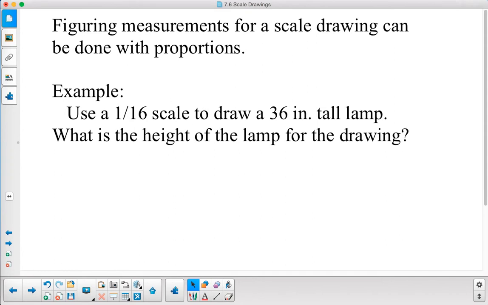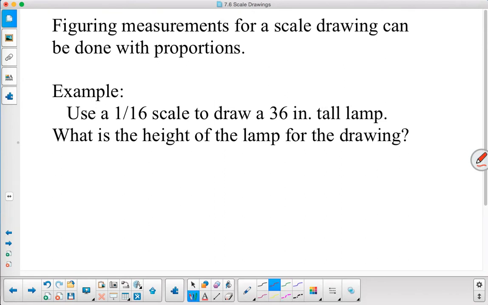All right, we're going to try and practice some conversions or calculations so that you can make some simple scale drawings on the worksheet that is your assignment today. It says use a 1/16 scale to draw a 36-inch tall lamp. What's the height of the lamp for the drawing?